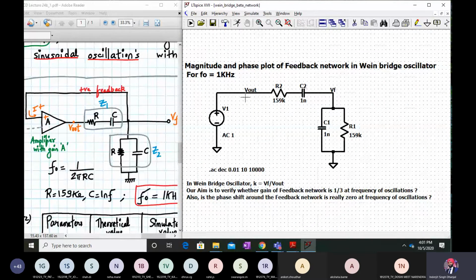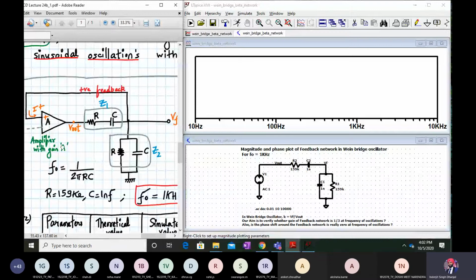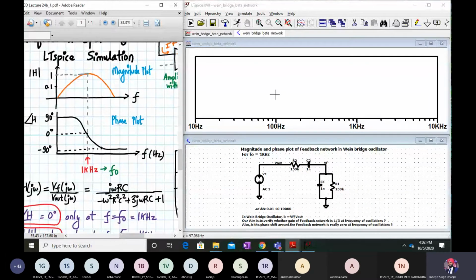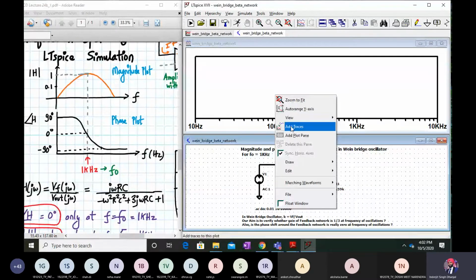So the input to the beta network is V out and the output is VF. And R and C I have taken as 1 nano and 159, which will give me the frequency of oscillation as around 1000 hertz. You remember F0 was given by 1 upon 2 pi RC, correct? So we are concentrating on that only. So in this, my feedback fraction will be VF upon V out. Now let's check whether we are getting the results properly or not. I talked about the magnitude and the phase plot. Let us check that. Okay, I'll plot V out.